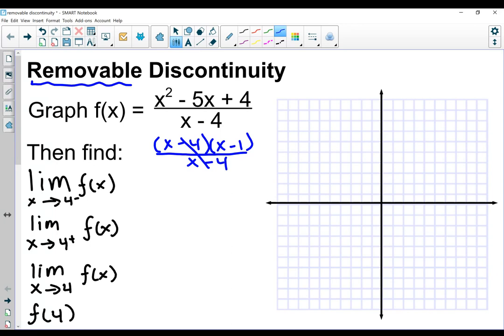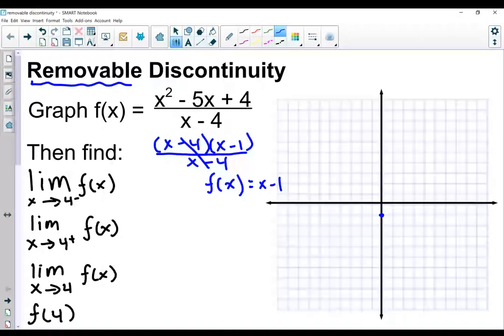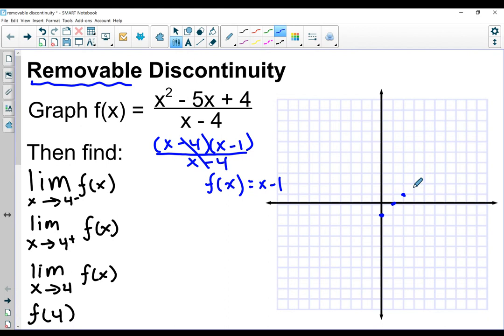And then what we have left is f of x equals x minus 1. So that's really easy to graph. So we'll start at negative 1. Our slope is 1. And we'll get a few points on here. And there we've got a graph. But you should be stopping me at this point.